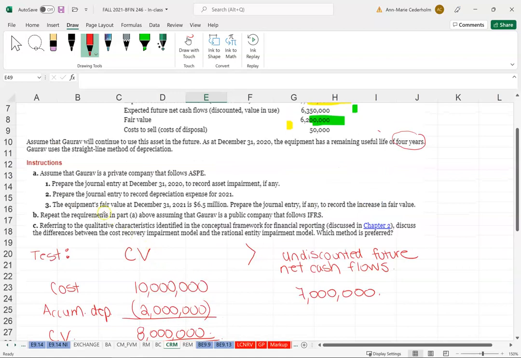And now the last step is the equipment's fair value at December 31st is 6.5 million. Prepare the journal entry, if any, to record the increase in fair value. We actually don't do any journal entry because under the cost recovery model, we only write the asset down once we decide that it's impaired. And we never end up writing it back up, even if its fair value changes.